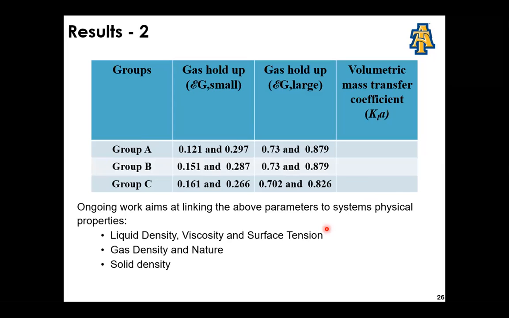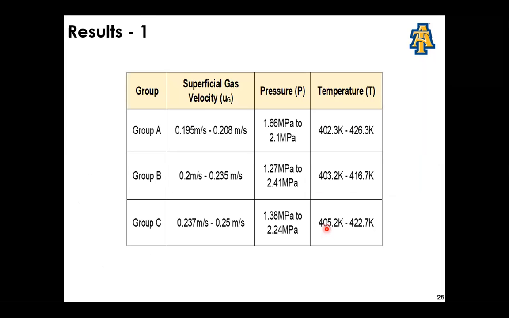When showing your results, you need to take some time. When you show the previous slide, you're going to say, so I divided into three. You don't just say, this is a generalized result. Say, now I have three groups, A, B, and C. Group A falls in the superficial gas velocity from 0.195 to 0.208, pressure of 1.66 to 2.1, and temperature of this. Group B, same thing. Group C, same thing. And I think it's better if we present this as a figure instead of a table. Okay, move on to the next slide.